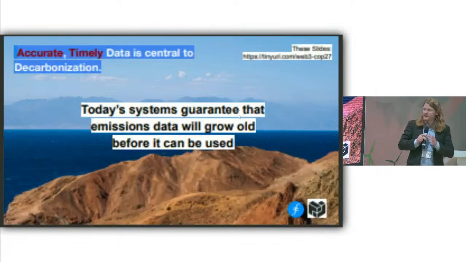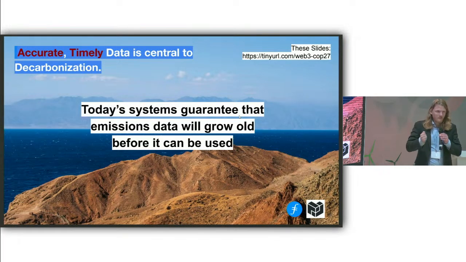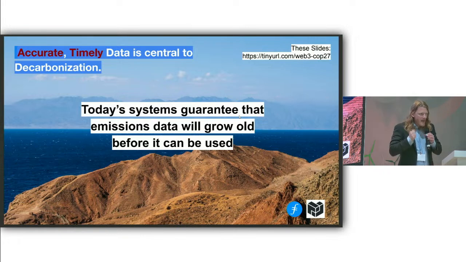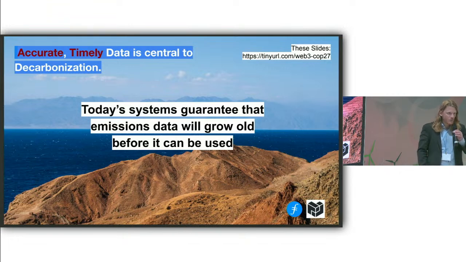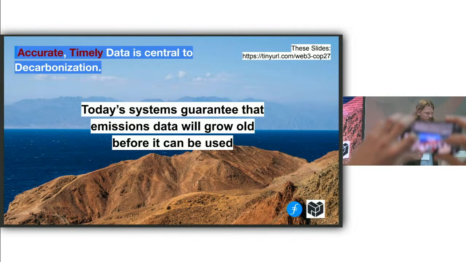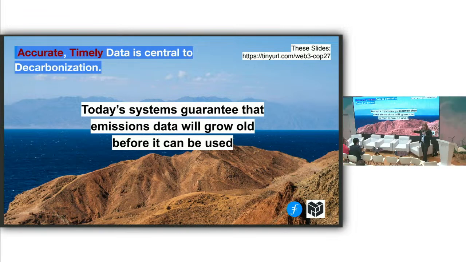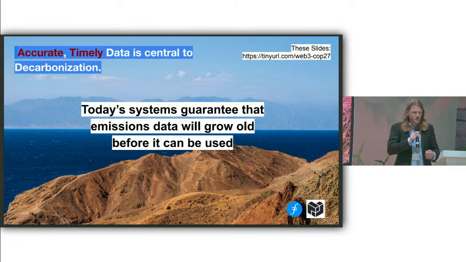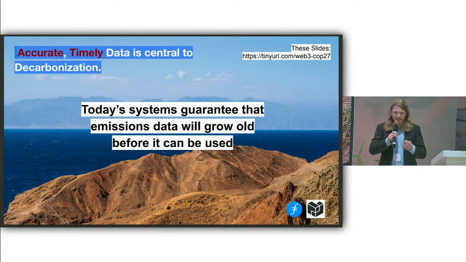If you go to the next slide. The problem is that the way we do emissions accounting now guarantees that the data we use is not going to be accurate or timely. I'm going to go into exactly what that means and why the systems we're using right now actually do guarantee this. That's a problem, because if data is central to how we direct our resource spend to decarbonize the economy, we need that data to be good, and we need to rebuild the global carbon ledger to guarantee that it is.